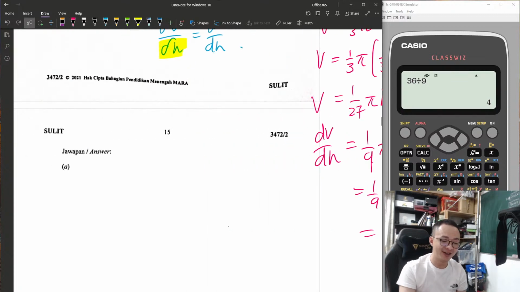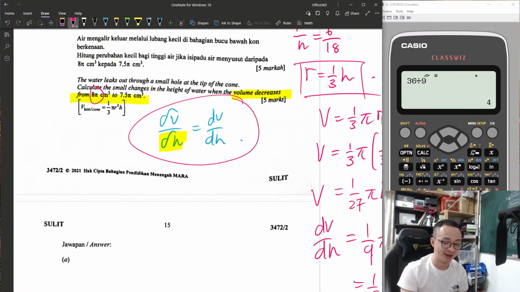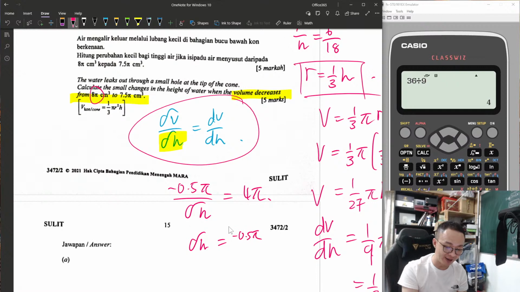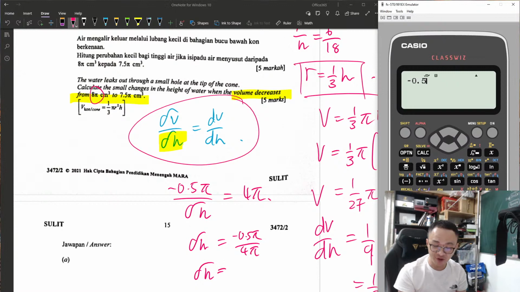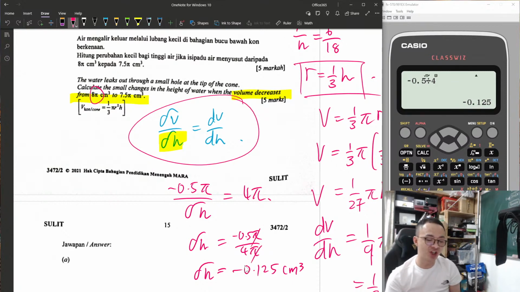So then I can go back to the change rule. The change of V, we just got it, is negative 0.5 pi. So negative 0.5 pi over change of h equals 4 pi. By solving this, change of h is basically negative 0.5 pi divided by 4 pi, so negative 0.5 divided by 4. Pi and pi I simplify. So it's about negative 0.125 centimeter. So this is the small change in the height.